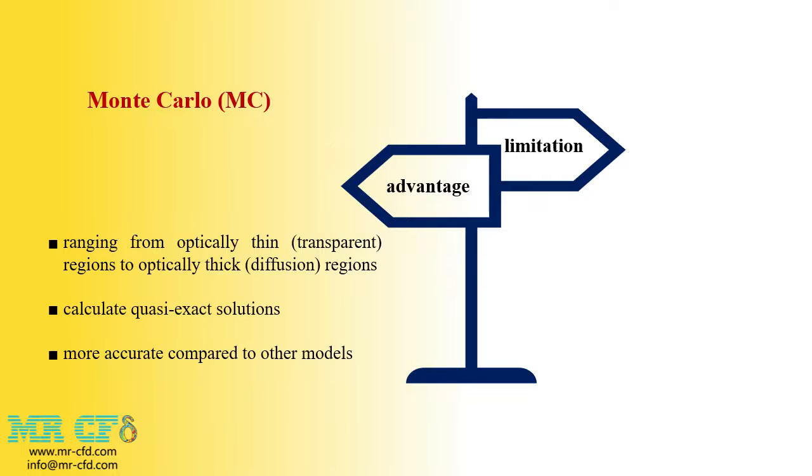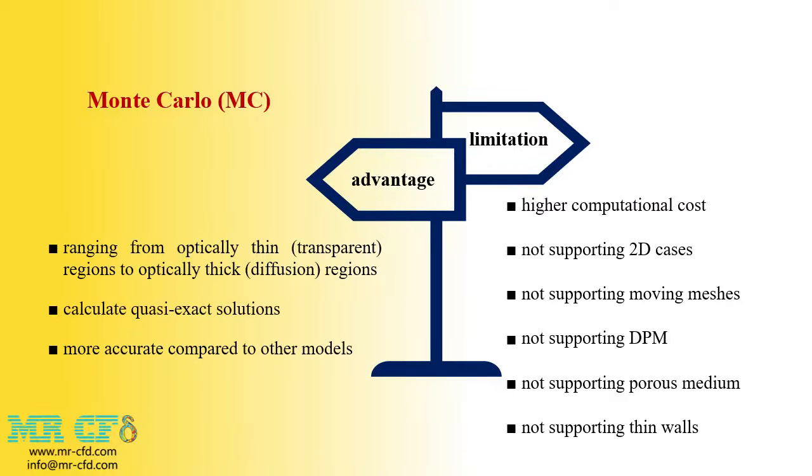Second, this radiation model can perform accurate Gaussian solutions. And the third advantage of this method is that it is more accurate than other available radiation models, but in the same proportion, the computational cost increases. But there are some limitations in using this radiation method. First, all the desired physical quantities are calculated as surface or volume averages.